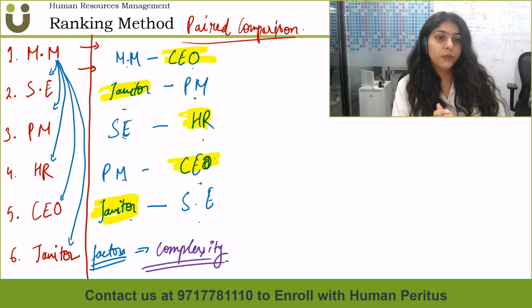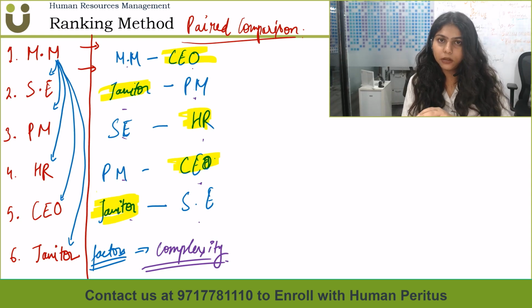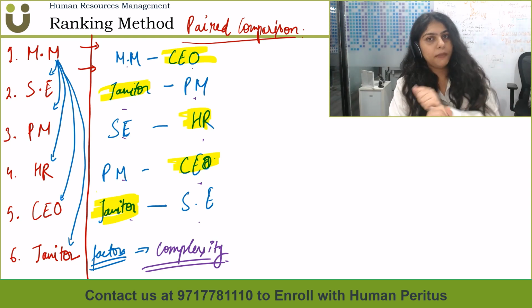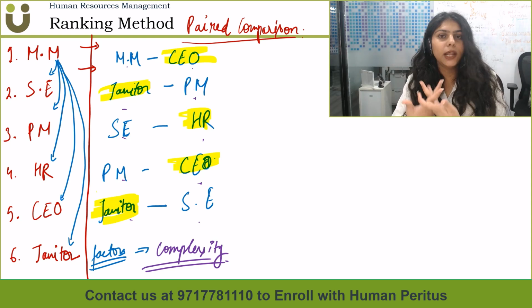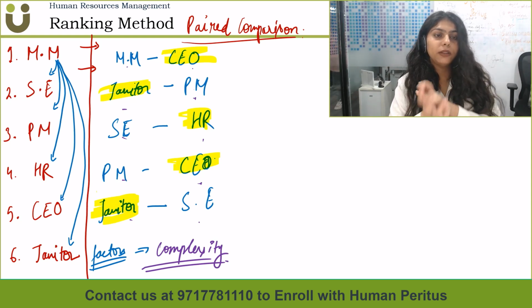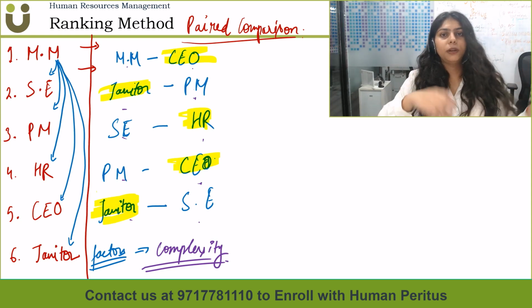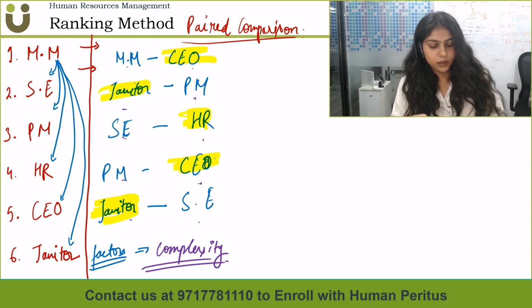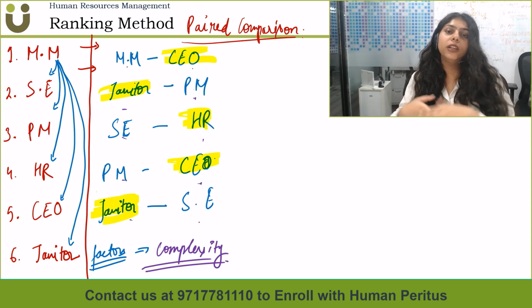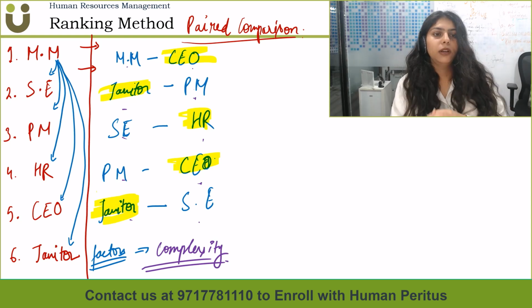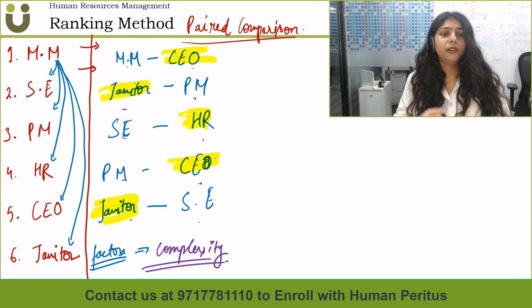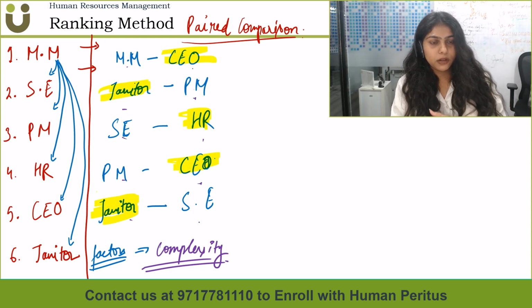To sum up, within the ranking method we have three methods: the paired comparison method, the alternative method, and the simple method. The ranking method will always prefer a job description over a job specification, and this is a non-quantitative method. So this is it for the ranking method. Thank you so much.